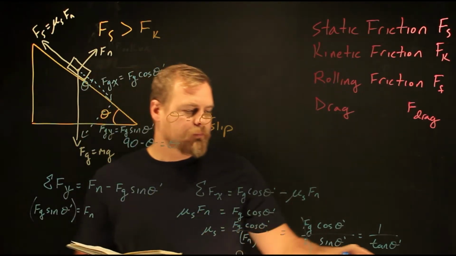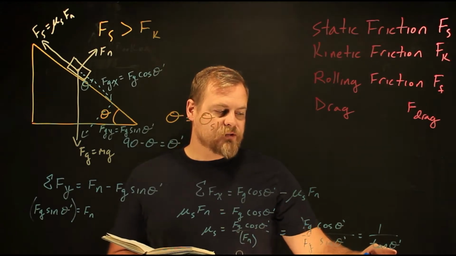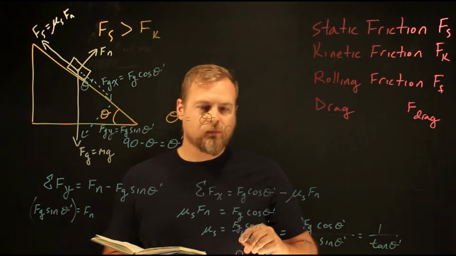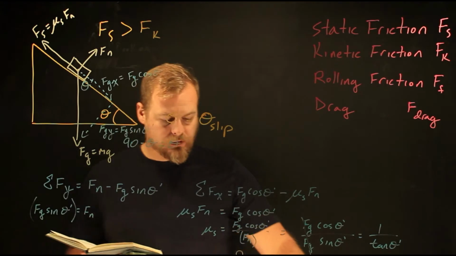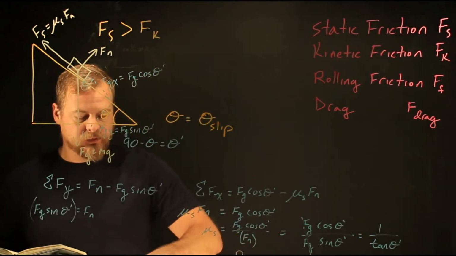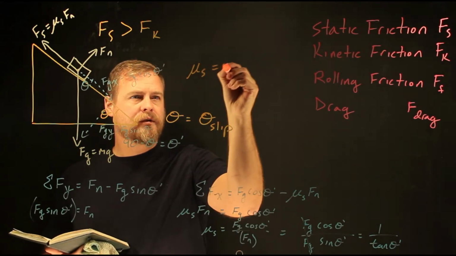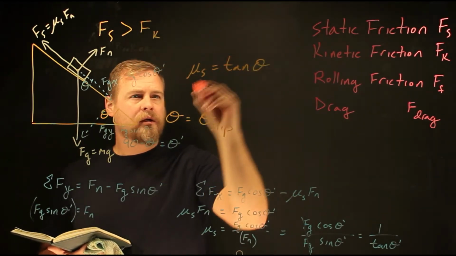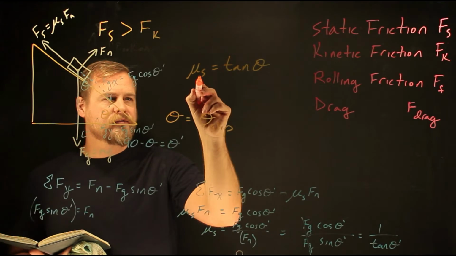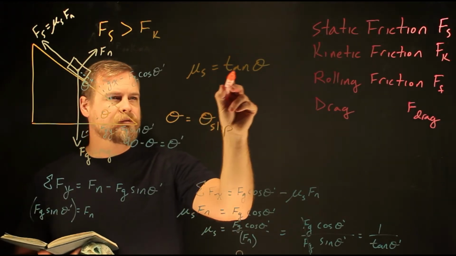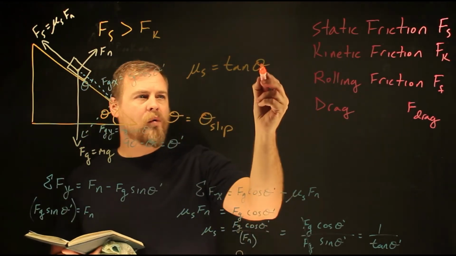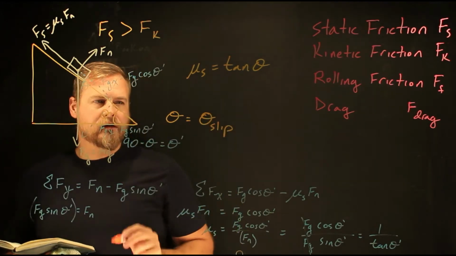Okay. Well, if I take the complementary angle here, what I can really say in terms of angle of slip, or this angle of inclination, is this, the mu of static friction, or the coefficient of static friction, is equal to the tangent of theta, where theta is the angle of slip.